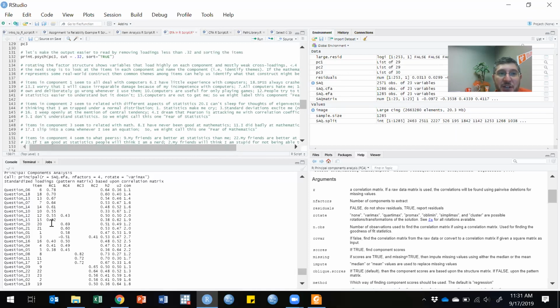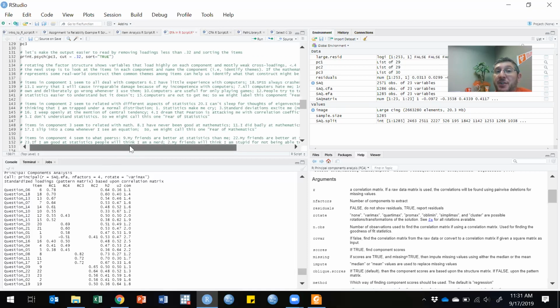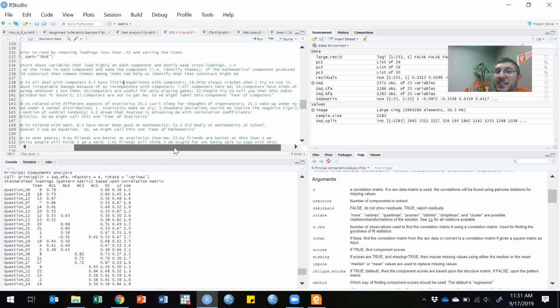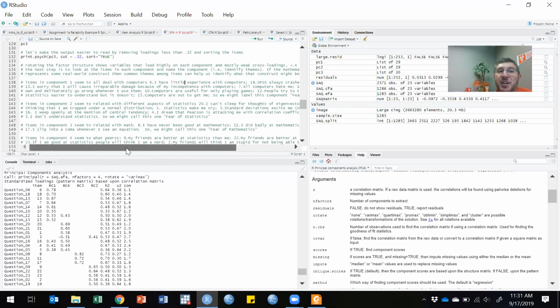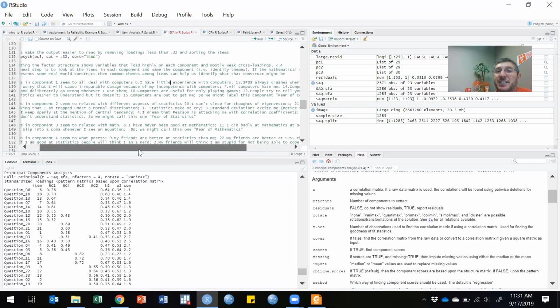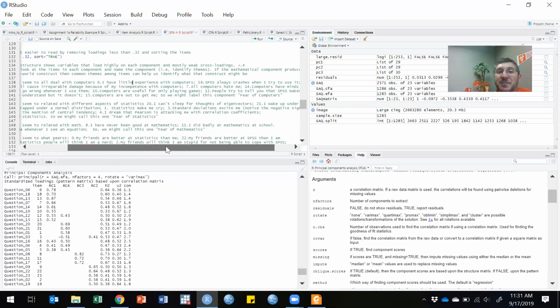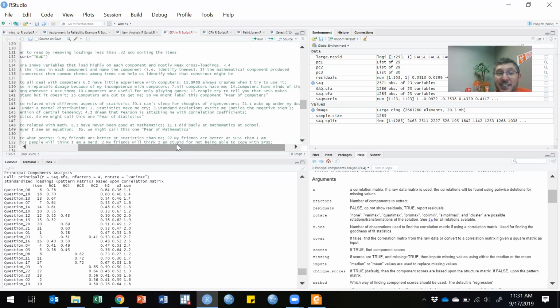We can look at component 2. All of these seem to relate somehow to different aspects of statistics. So question 20, I can't sleep for thoughts of eigenvectors. I wake up under my duvet thinking I'm trapped under a normal distribution. Statistics make me cry. Standard deviations excite me. Notice that one has a negative sign for question 3, so that means it relates negatively with that factor. We'll need to take that into account later on.